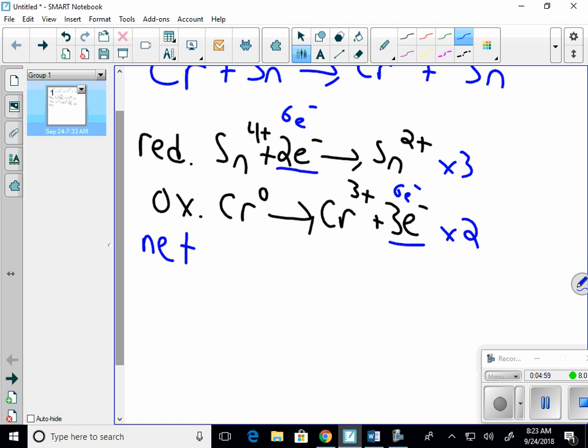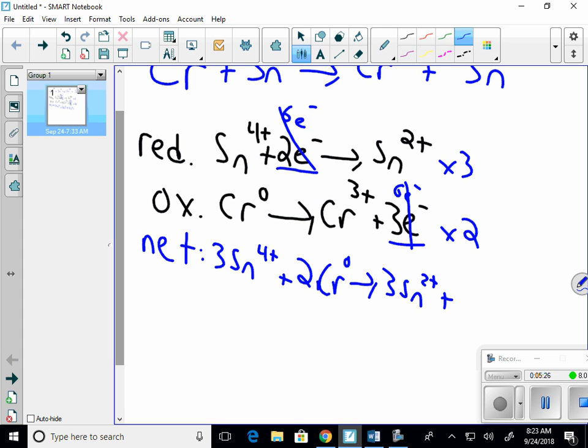And then we can combine this equation. And in doing so, I would have 3 of the Sn plus 4. Plus, I don't have to write my 6 electrons because those are going to cancel out with these. But my other reactant would be 2 of the Cr, making 3 of the Sn2 plus, 2 of the Cr3 plus.